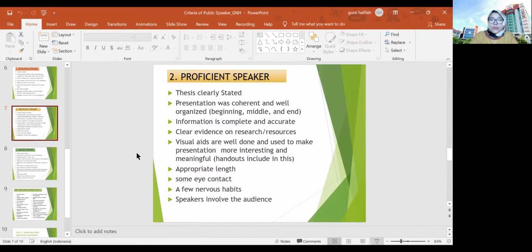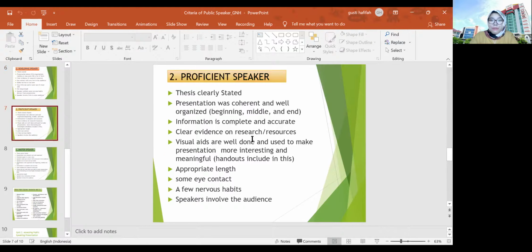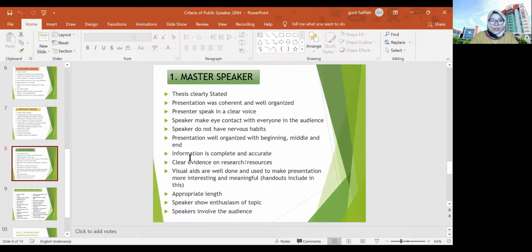Although I might assume that now you are in the developing speaker category, because you are still a learner student, so you are still at this stage, but at least you can manage yourself to accomplish the proficient speaker level. And if you can do your best, you can be a master speaker after passing this course. All right.